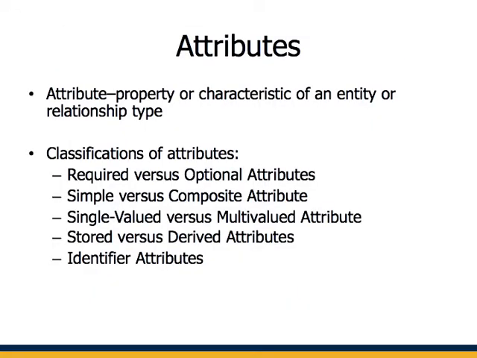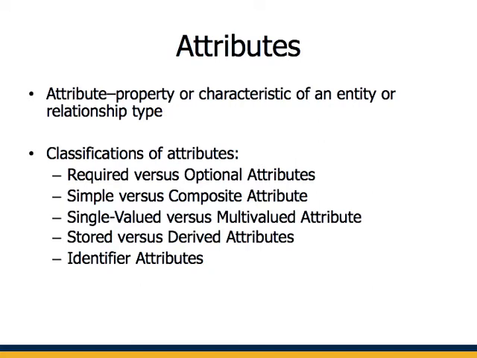Again, attributes, like I said earlier, are characteristics of an entity. There are different types of attributes. Some are required, some are simple, some are single valued, derived attributes, and so on. These are fairly self-explanatory. A composite attribute, for instance, is an address. Why? Because an address has house number, street address, city, state. Those are different individual attributes that combined together form a composite attribute, which is your address.